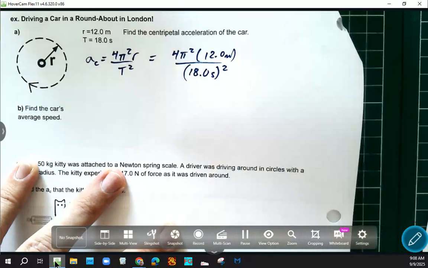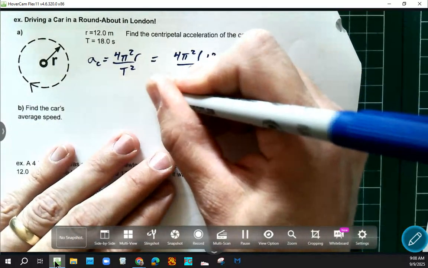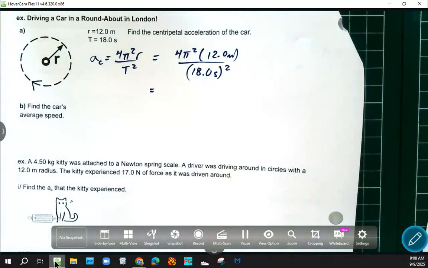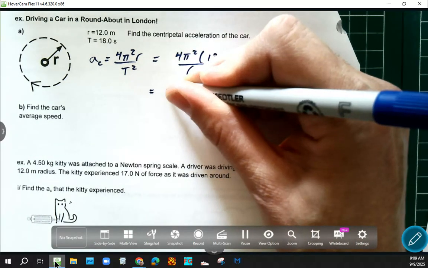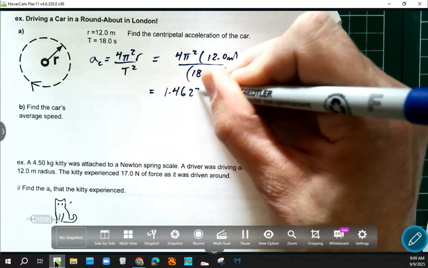Don't forget to square it. And somebody help me out. I'm not doing this one in my head. What's the centripetal acceleration for this car? Anybody got it? Yep. 1.4622. Nice. 1.4622 meters per second squared.